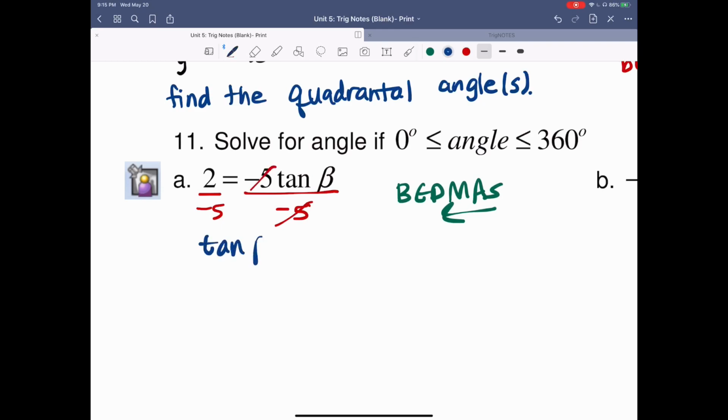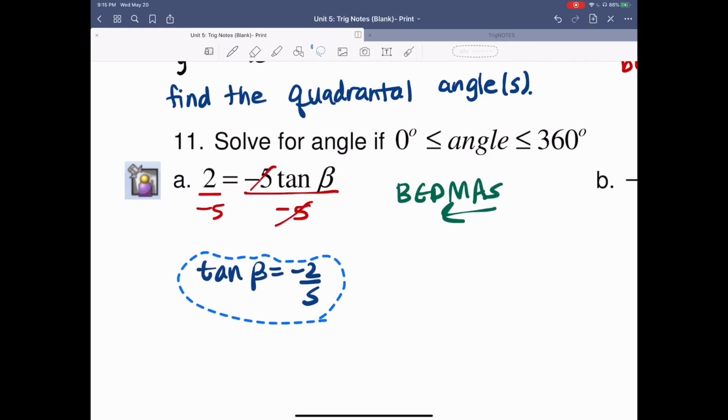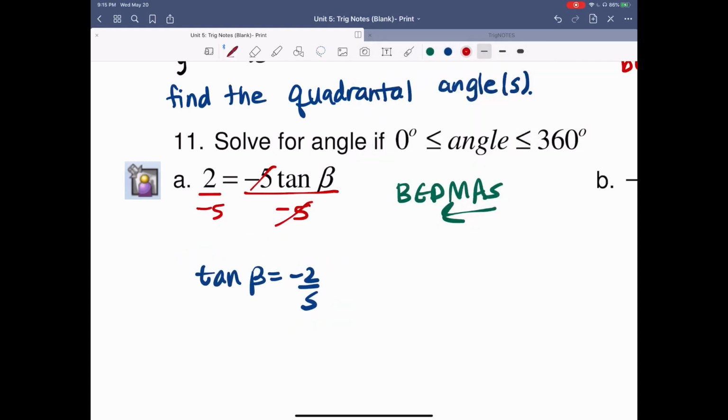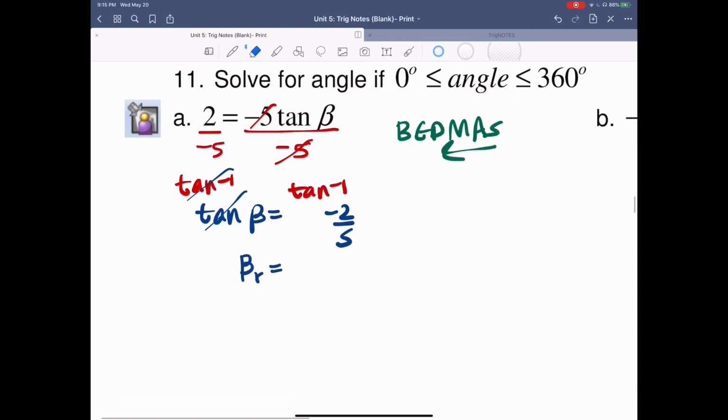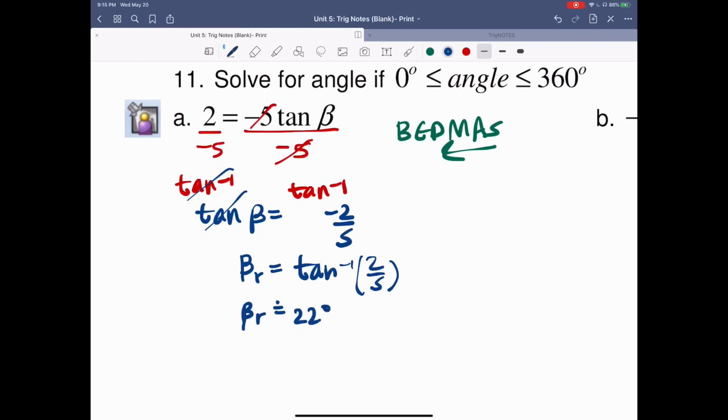Then tan beta is equal to -2 over 5. At this point, I want to get beta by itself, and how do I do that? Well, I have to take the tan inverse of both sides, which will get me my beta. I'm just going to write beta of related acute angle, because I'm really solving for my beta related acute angle by doing this. And so I will get approximately 22 degrees, indicating that this is my rough work and it's not my actual beta.